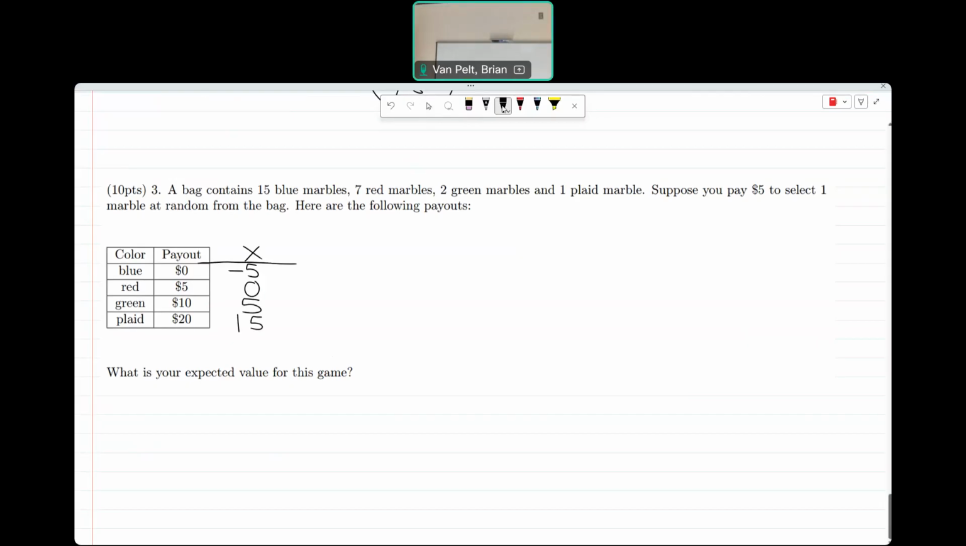Whenever you play a game that you pay to play, what do you know to be true? You're going to lose most of the time. That means my answer for this should come out to be negative. If it doesn't, they designed the game incorrectly.